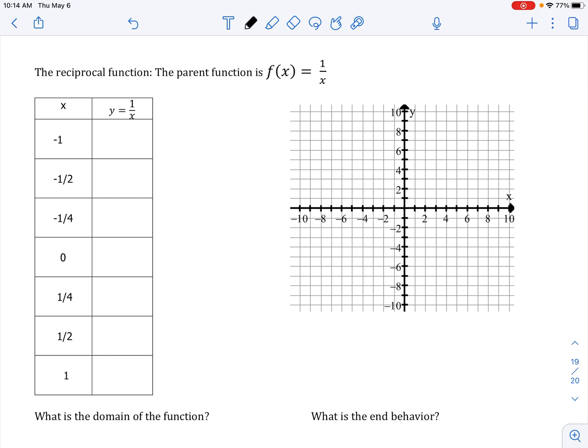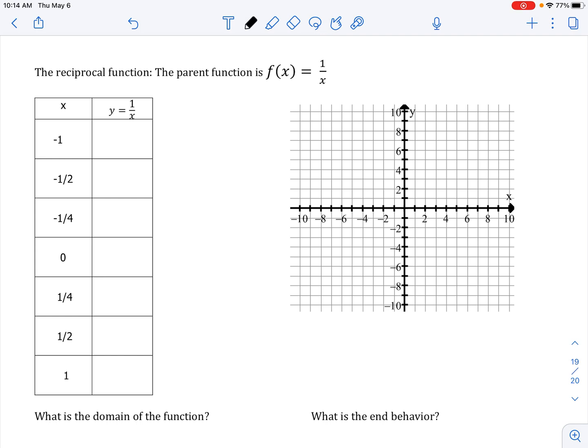Now let's talk about what if we were to graph a rational function, or in this case called the reciprocal function, right? This function is very interesting in terms of its domain and range and what it looks like in the coordinate plane. So if we were to just plot some points to get an idea of what it looks like, let's plug in some values.